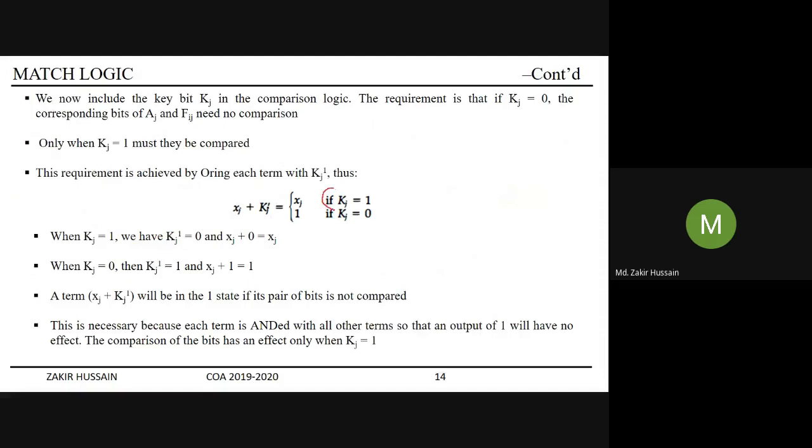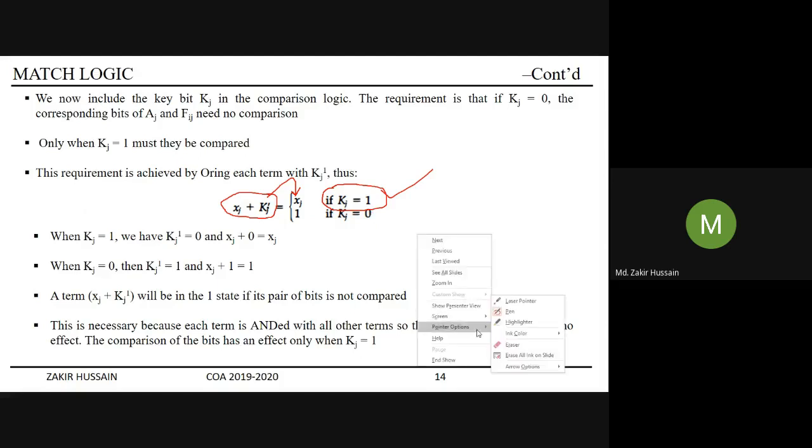When KJ is 1, this is the expression written: XJ plus KJ bar. I think you agree now, because earlier we demonstrated with the help of a gate why it is like that, XJ. And you agree when this is the case.